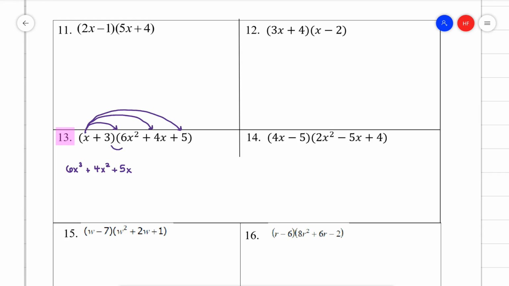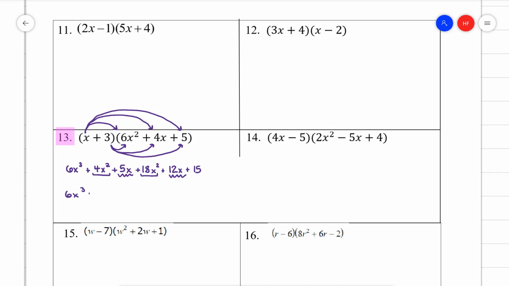And then we do the second distribution, we multiply by the second term. 3 times 6x squared, we get 18x squared. 3 times 4x, we get 12x. And 3 times 5, 15. So we are not done there because I have like terms. I have 4x squared and 18x squared, 5x and 12x. So I'm going to combine my like terms.